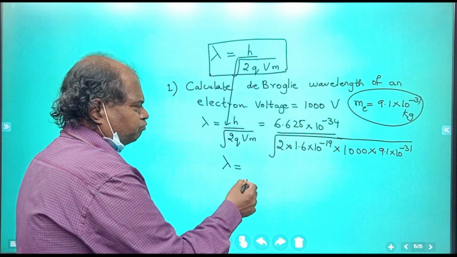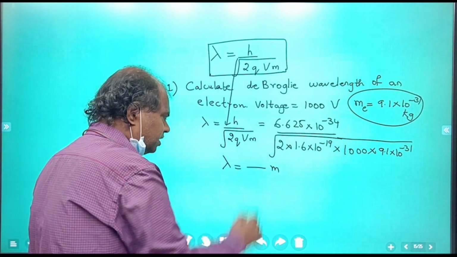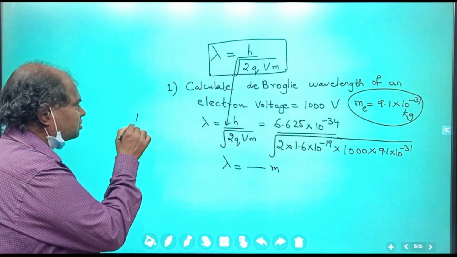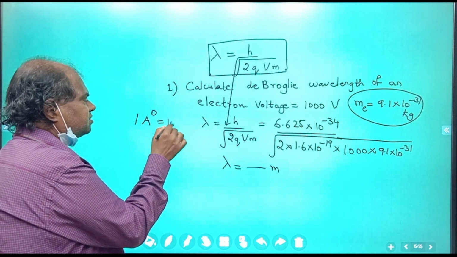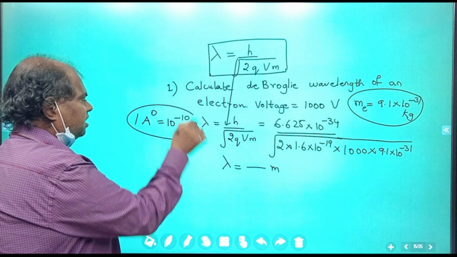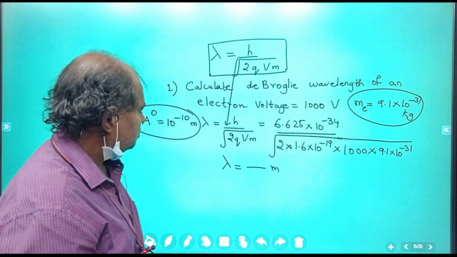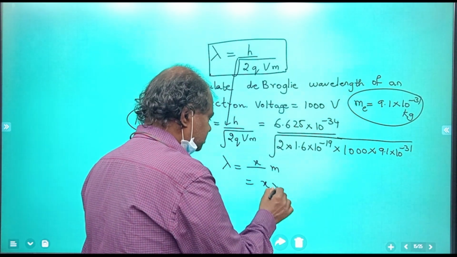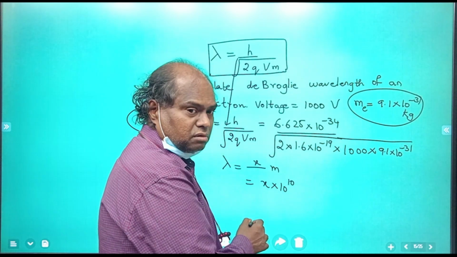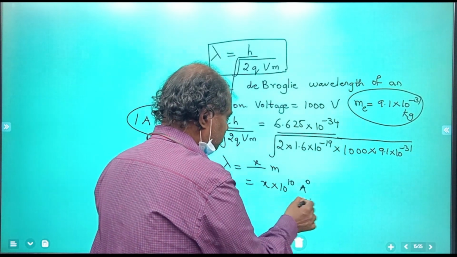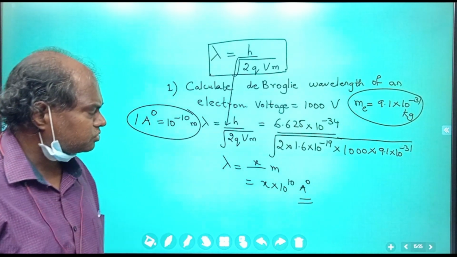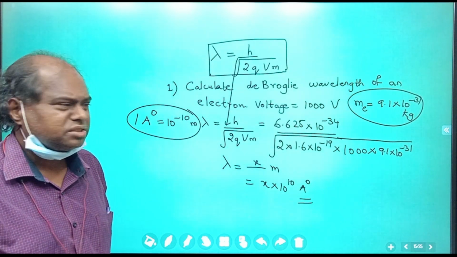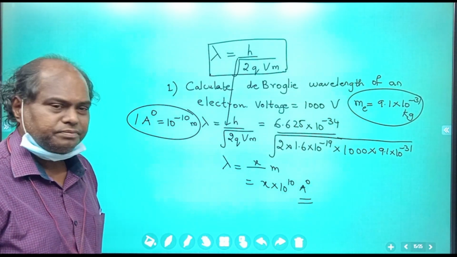If you do the calculation, students, you will get the answer in meters. But you have to convert this to angstrom. Now 1 angstrom is how much? 10 to the power minus 10 meters. So if you want to convert meter to angstrom, suppose x is the answer, you multiply it by x into 10 to the power 10, and you will get it in angstrom, because 1 meter is 10 to the power 10 angstrom. You will get around 2 or 3 angstrom. Just do the calculation and check it out.